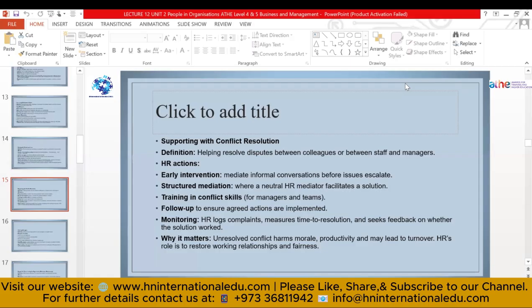Follow up to ensure agreed actions are implemented. If things have been resolved and ended, you still need to check the follow-ups as well. Go for the follow-ups, ask the questions again. Monitoring HR logs, complaints, time to resolution, and seeking feedback on whether the solution worked, whether that issue has been resolved or not. Why it matters: unresolved conflict harms morale, productivity, and may lead to turnover. HR's role is to restore working relationships and fairness. Very true. This is one of the roles of an HR: to keep work relationships in a smooth and fair equilibrium.